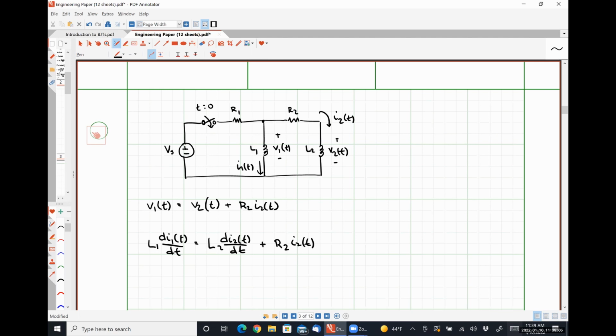We could definitely take the derivative of this, which would tell us that L1 times the second derivative of inductor current 1 is equal to L2 times the second derivative of inductor current 2 plus R2 times the first derivative of inductor current 2. But that's not really helping us because that's just the same relationship expressed in the same way. So what we're trying to do is figure out another relationship that relates I1 to I2, or the derivative of I1 to I2, or the derivative of I2 to I1, or something like that, right?